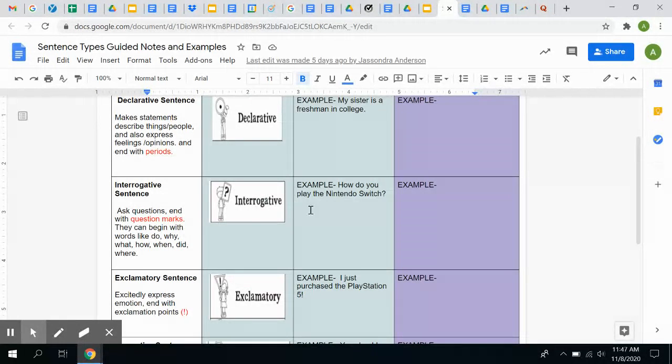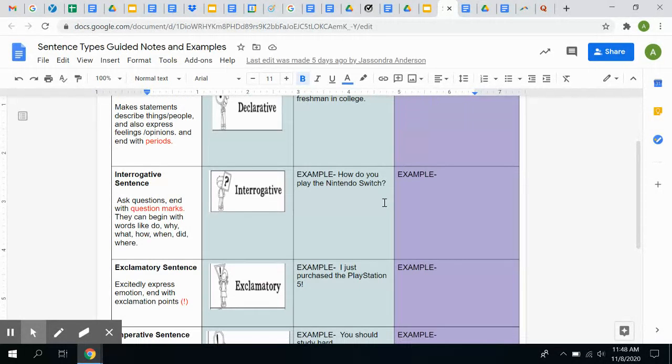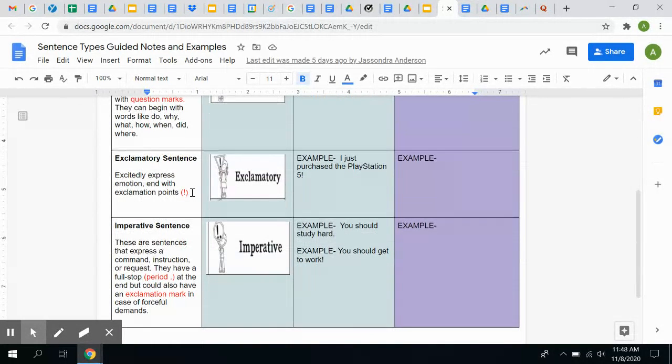So these types of sentences always end with a question mark, and one example of such a sentence is right here. How do you play the Nintendo Switch? So that's a question you could ask somebody. It's also a type of interrogative sentence.